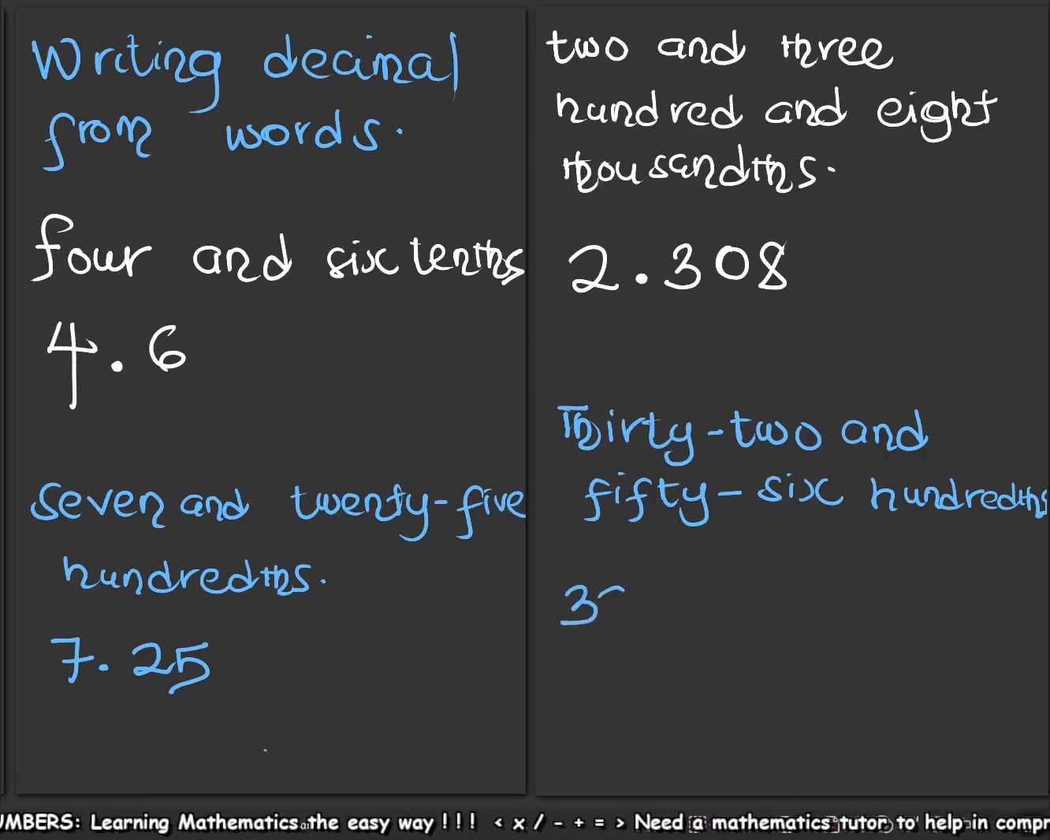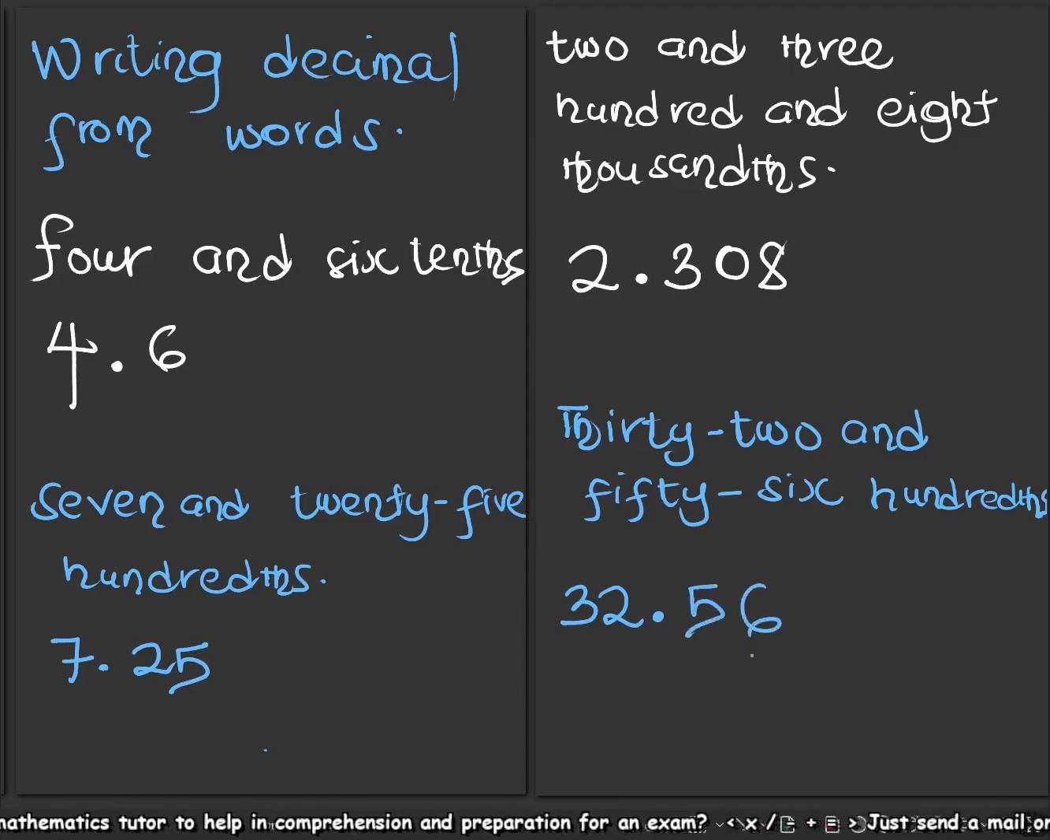So this is my 32, which is the whole number part. Then how many hundredths? This hundredth here is telling us that there's going to be just 2 digits at the fraction part. So 5, 6. And hence we can read it as 32 and 56 hundredths, or 32.56. That is if you don't want to bring the place value system. But if you want to bring the place value system, then you are going to say 32 and 56 hundredths.